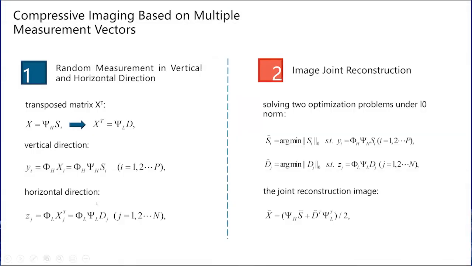Any natural image signal can be orthogonally transformed, and the transposed matrix can be expressed as the first formula in the left-hand column. In previous research of compressive imaging, most scholars convert the two-dimensional image signal into a one-dimensional signal when processing the image signal, which means that a long one-dimensional signal is processed under the single measurement vector mode.